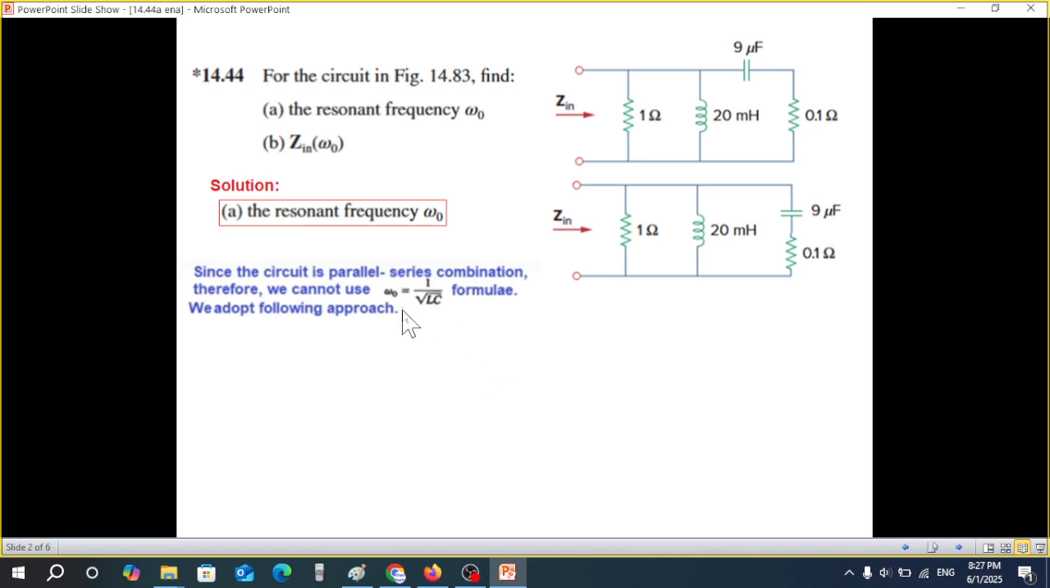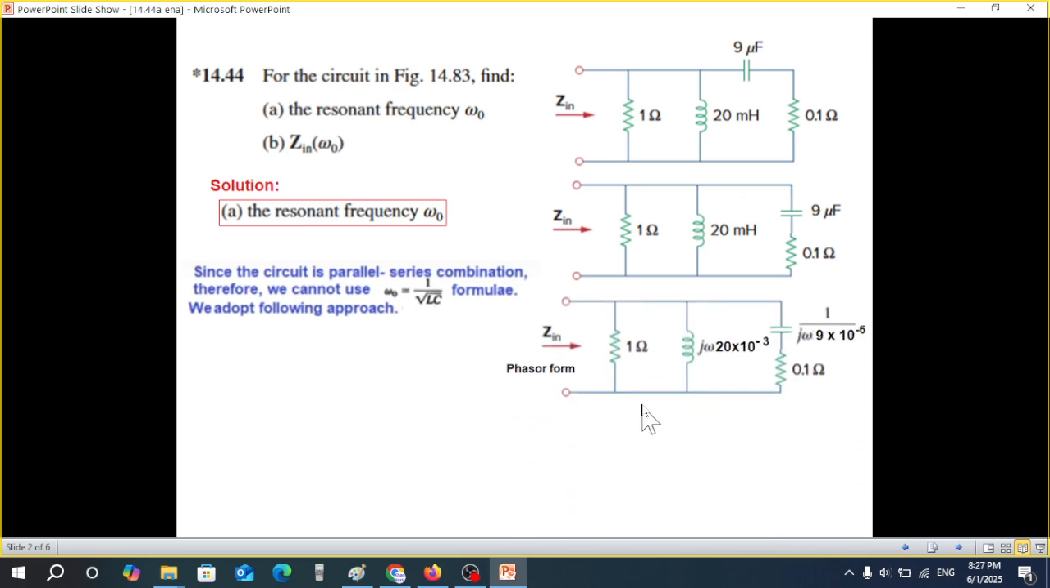Then an important point: for a series circuit or parallel resonant circuit, the resonant frequency was given by omega naught is 1 over square root LC. But for a series parallel circuit, we can't use this formula. So we have to derive the formula from this circuit. So let's see how to proceed.